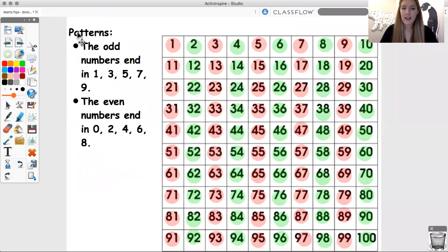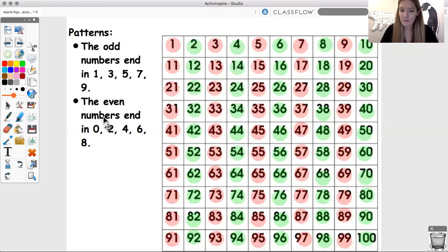Okay, well done. So the patterns you might have noticed could be the odd numbers end in 1, 3, 5, 7, and 9. Let's have a look. So we've got odd numbers ending in 1, odd numbers ending in 3, ending in 5, 7, and 9. Now we've got to remember here, so for example, 49, it's just the second digit here, our ones digit. We've got our tens digit and our ones digit. And our ones are all ending in 1, 3, 5, 7, and 9 for the odd numbers.